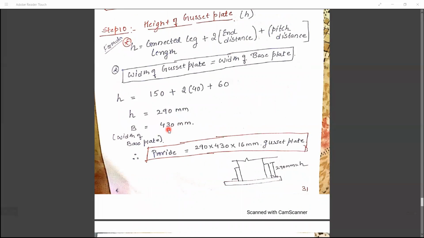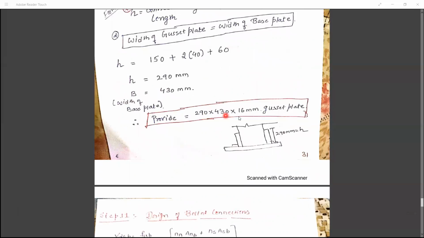Breadth is 430 mm. See why we are taking this breadth: the width of the base plate is equal to the width of the gusset plate. So both we are keeping equal. So 290 into 430 into 60 mm is our gusset plate thickness.